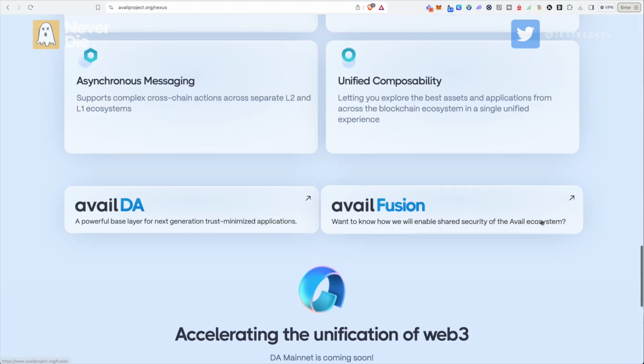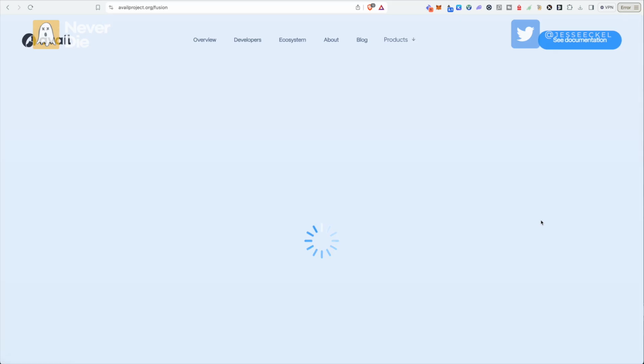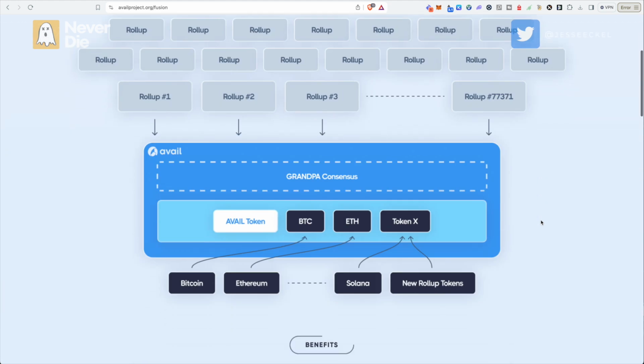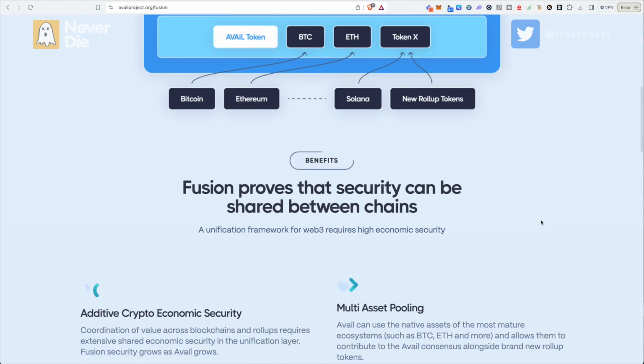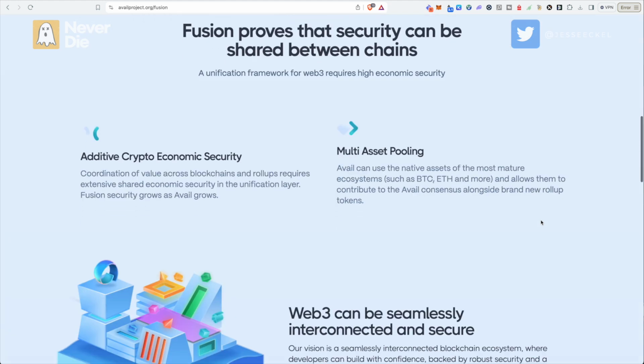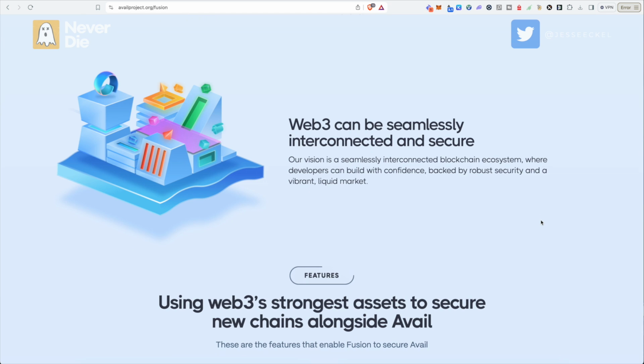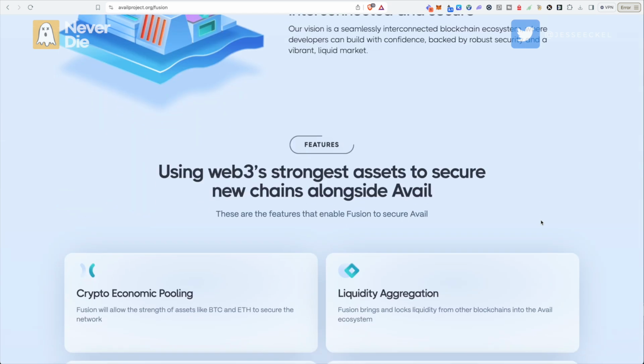And then finally, they have Avail Fusion, which is sort of like AggLayer. So it's quite a bit different than AggLayer, but it's this idea of shared security. So when a new chain launches, they usually got to bootstrap their own validator set, pay out all these token rewards. And instead of doing that, they would tap into this shared security model, making it a lot easier for a layer to bootstrap its validator set.